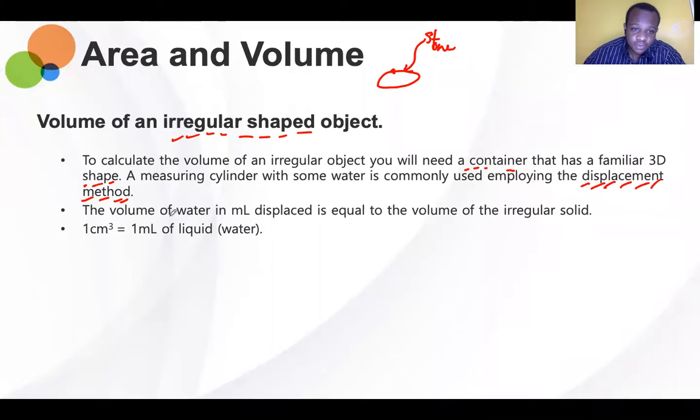So the volume of water in milliliters displaced is equal to the volume of the irregular shaped solid. The amount of water that is displaced, that is our volume. And we must remember that 1 centimeter cubed approximately equals 1 milliliter. 1 centimeter cubed is used to measure the volume of a solid, while milliliters is usually used to measure the volume of liquids.